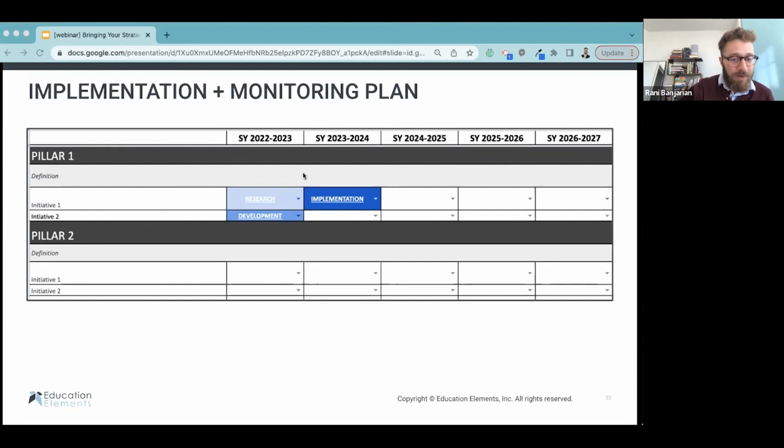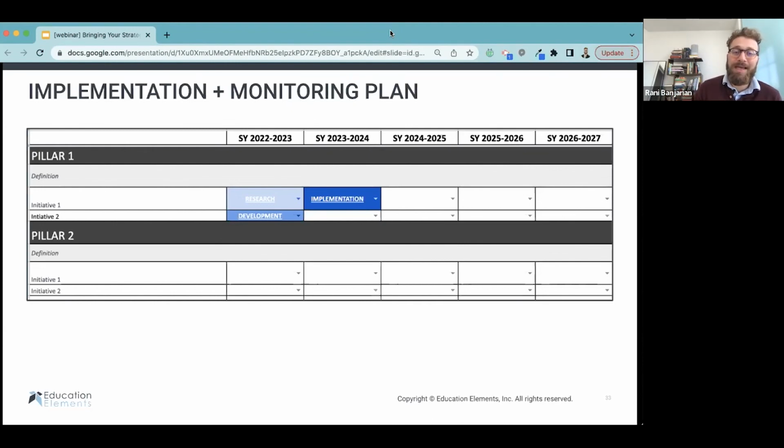It is also a forced copy link, but you can see that for each pillar or focus area, for each of the initiatives that have been identified, as the team that's in charge of this work, you can identify over the course of the next 5 years, what phase of implementation it might be in. Are you just researching this initiative? Are you actually ready to implement this initiative? And so on and so forth.